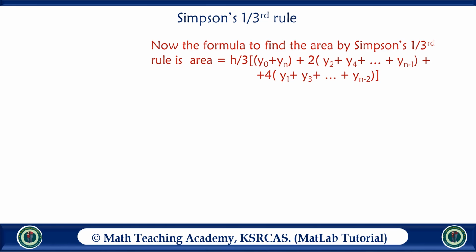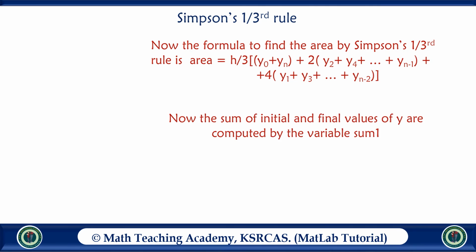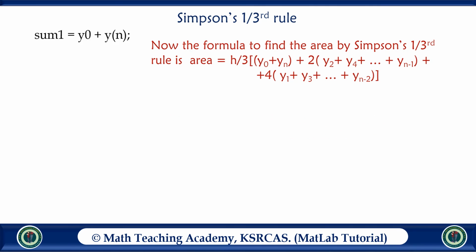Now the formula to find the area by Simpson's 1/3 rule is: area is equal to h by 3 into y0 plus yn plus 2 into (y2 plus y4 plus etc. plus yn minus 1) plus 4 into (y1 plus y3 plus etc. plus yn minus 2). Now the sum of the initial and final values of y is computed by the variable sum1. This is achieved by the command sum1 is equal to y0 plus y of n.